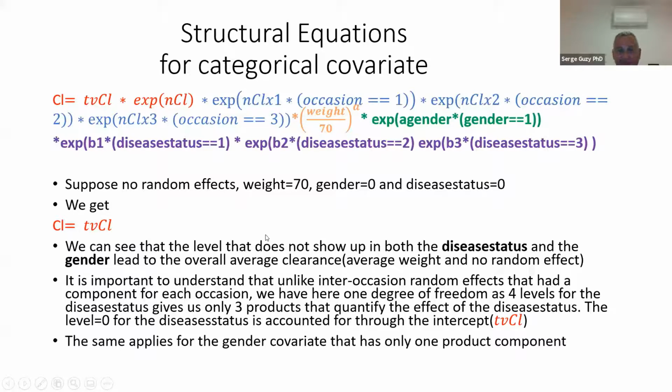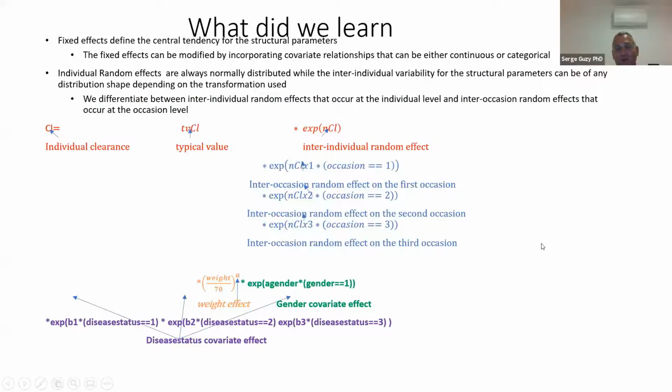Then that was basically the summary of all what we did so far. What did we learn so far? And then after I will let you ask some questions. Fixed effect define the central tendency of the structural parameter. All what I said about clearance applied for any of the other parameters. The fixed effect can be modified by incorporating covariate relationships that can be either continuous or categorical.